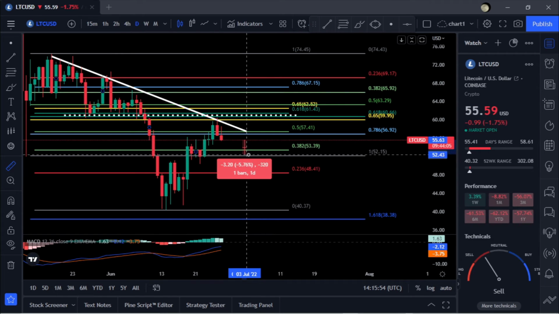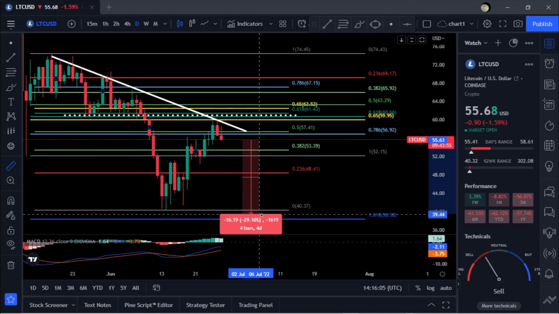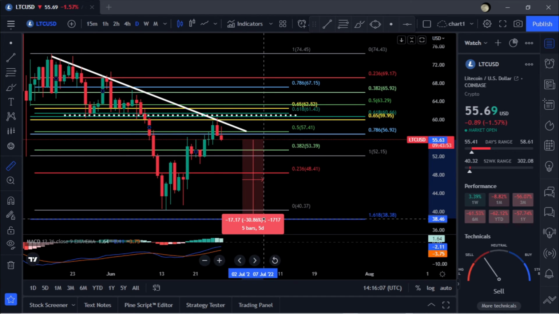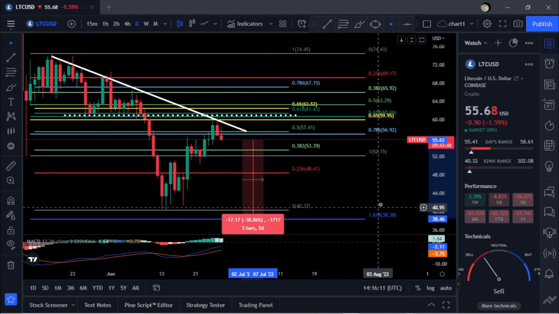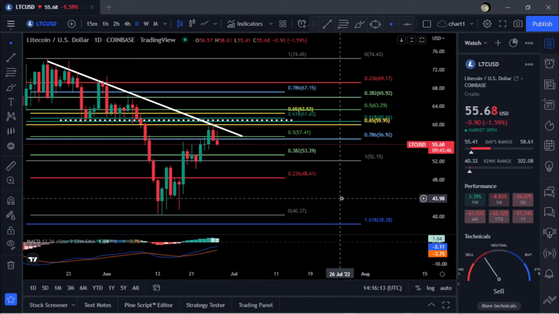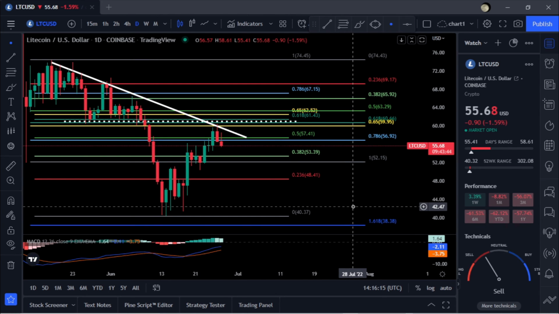Your next stop is the bottom of the fib here at about 6.2% at 52. And if that doesn't hold for a second time, then you're going to come all the way down here to the 1618 for about a 30, almost 31% move down to the 1618 at 38. So yeah, just kind of watch those prices on Litecoin.